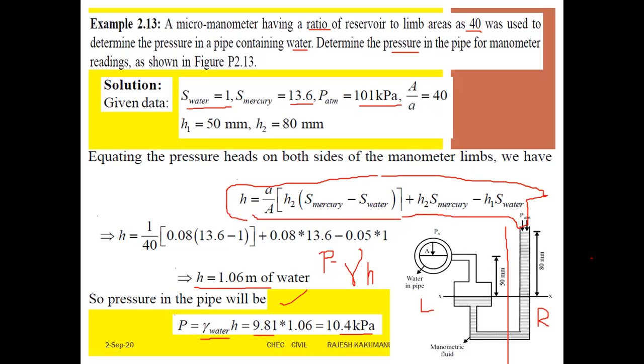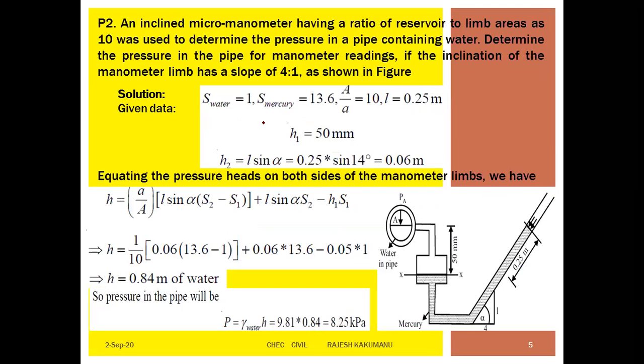Okay, now next, see the second question. Here the second question is in the inclined manner. Initially the pipe looks like this. Now when it comes inclined, then you have to use the angle alpha. Okay, now see the second one.